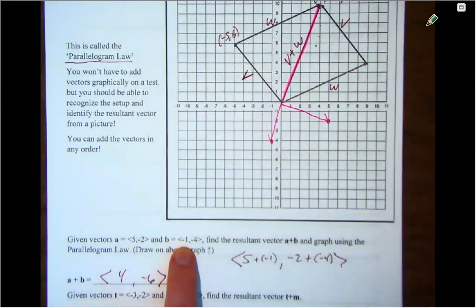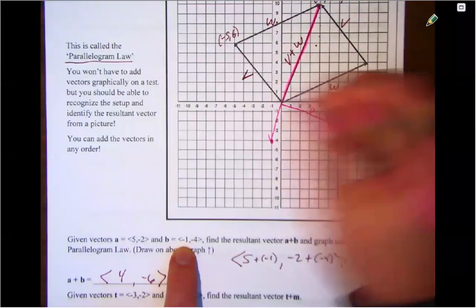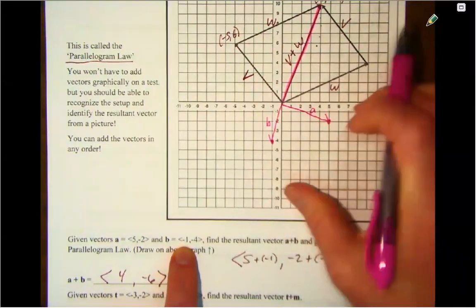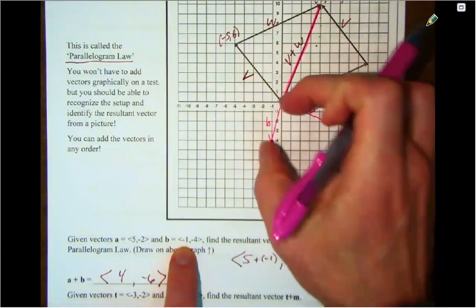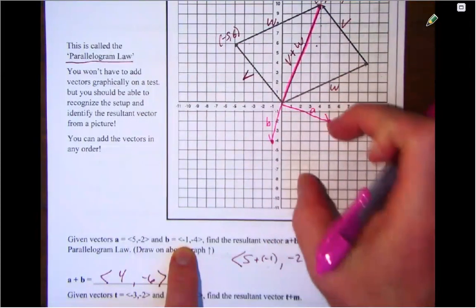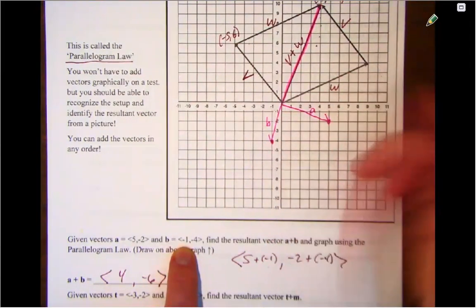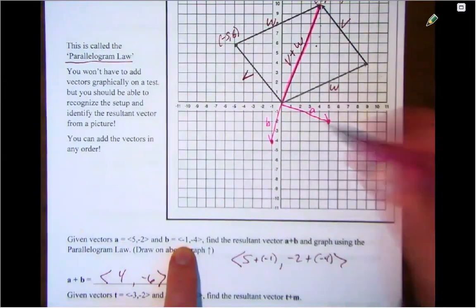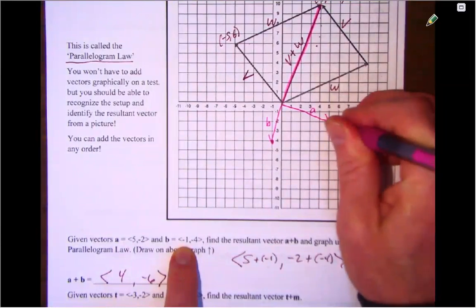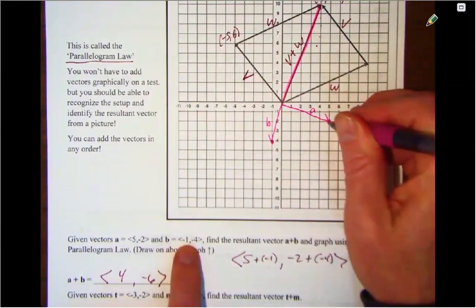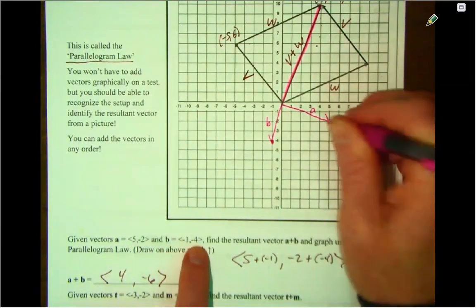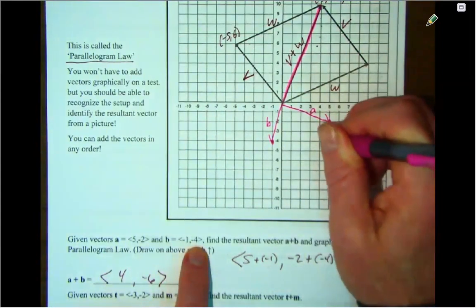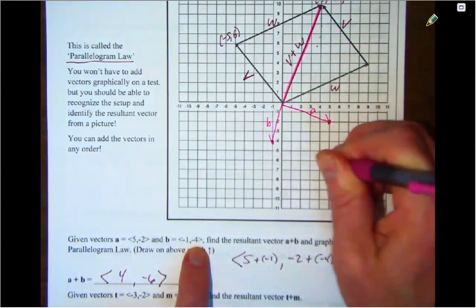But if I'm adding these, so that's A and that's B, basically what I do is I shift this vector to the end of this. You do the same kind of motion, the same left, right, up, down. So if I start at the end of A, B is left 1, down 4. So left 1, down 4 would be right here.